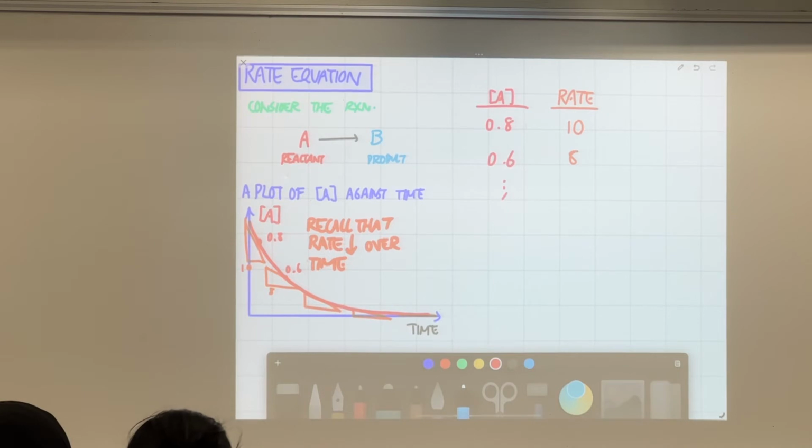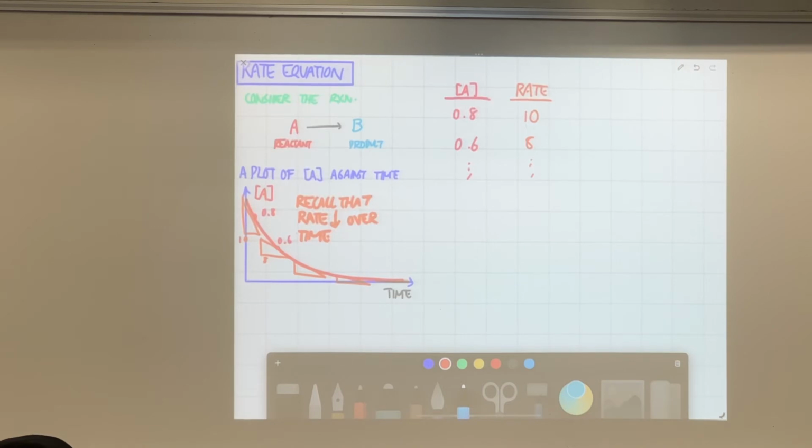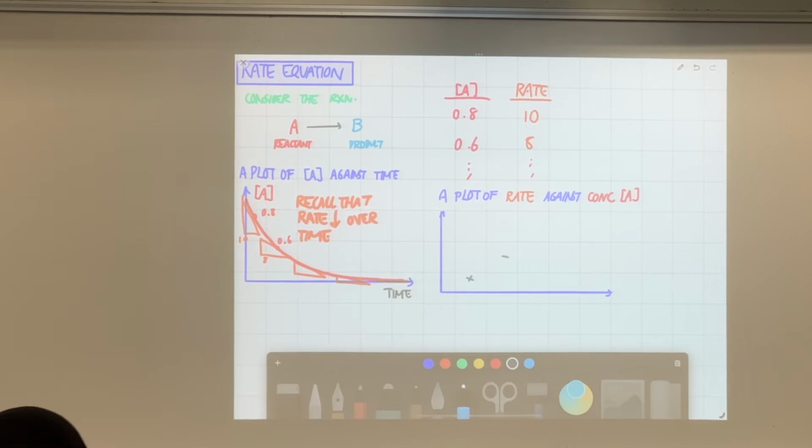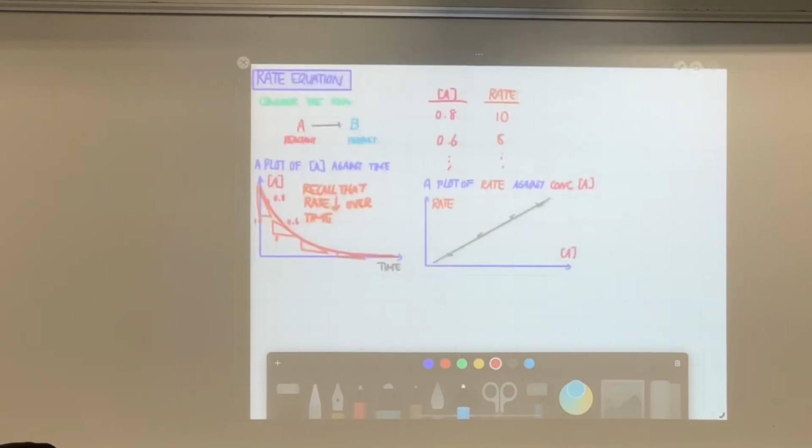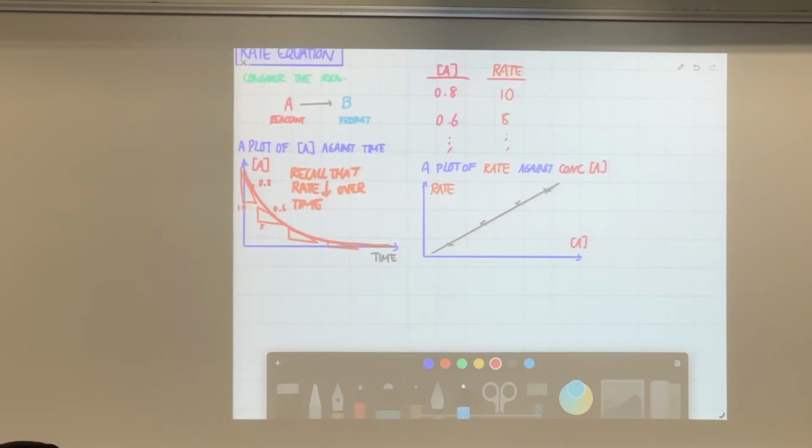If you find the rate at a particular concentration, and you plot this graph again, you will get another plot. So this is the plot of rate against concentration of A. You will see a straight line, something like this. So this is what you get when you plot rate against concentration. And from here, we can write something called the rate equation.